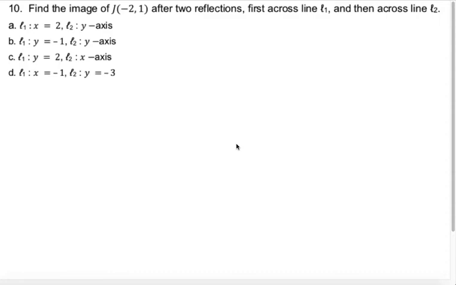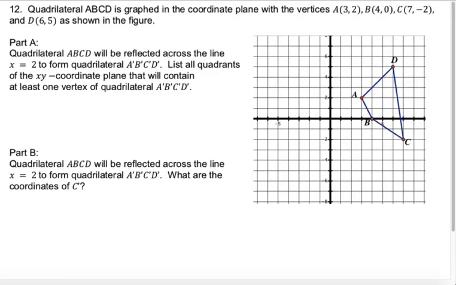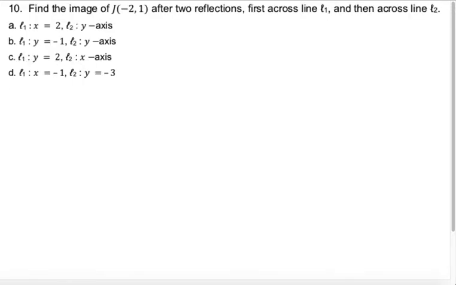Okay, hi guys. So in this video, I'm gonna go over the homework on reflections. Many of you are asking for number 10 and number 12. I have number 10 here posted, and I have number 12 here. So let's work with number 10 first.